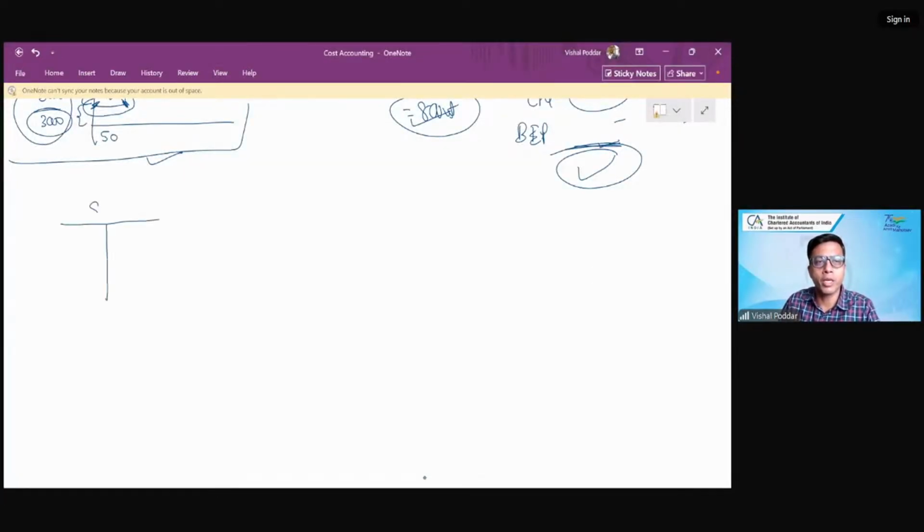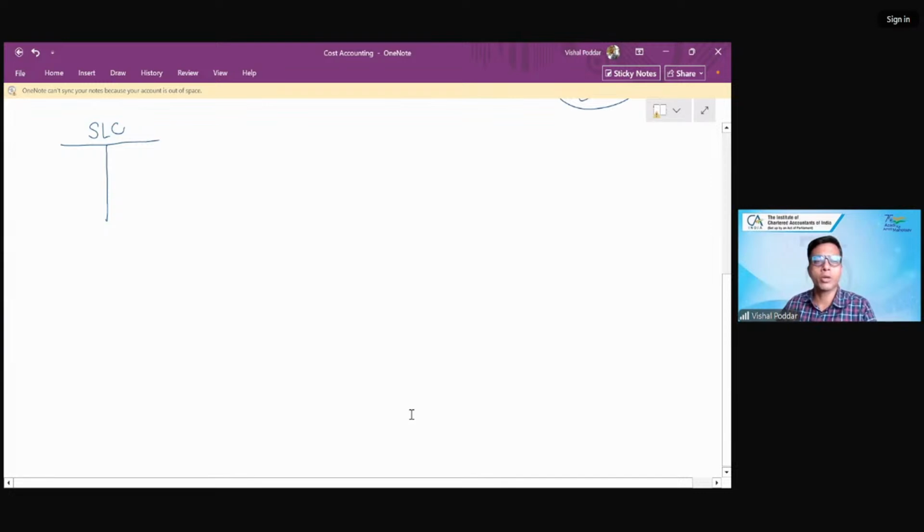For material, the account is stores ledger control, so we call it in short as SLC. This is the materials account. You have to always keep at the back of your mind what that account is, so that passing of entries is easy. So for the materials cost, you have the SLC account, stores ledger control.